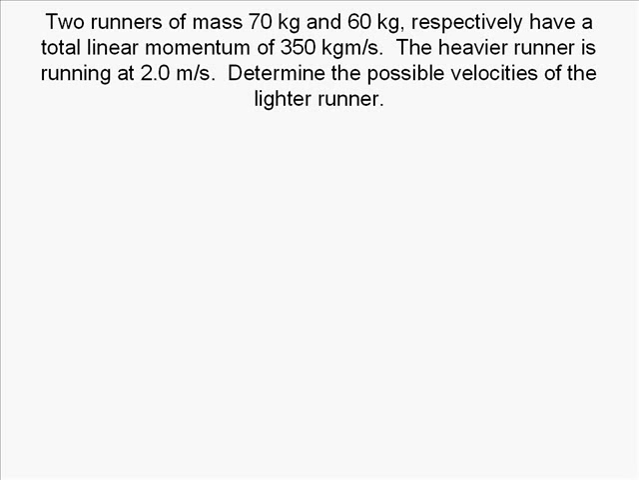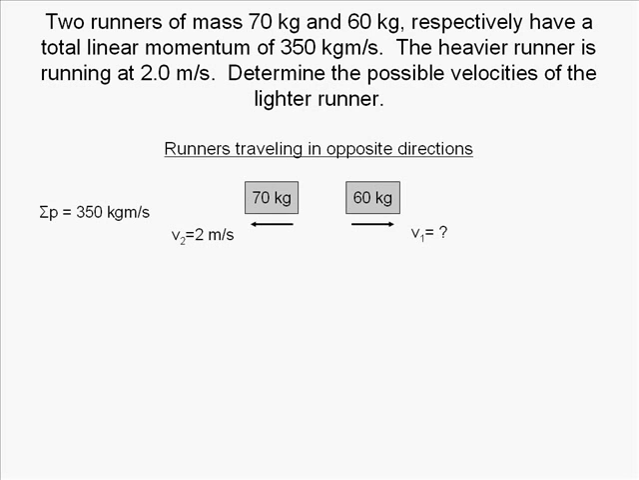If they are traveling in opposite directions, then one of the velocities must be negative. If they are going in the same direction, both velocities will be positive. Let's look at the option of both runners going in opposite directions first.